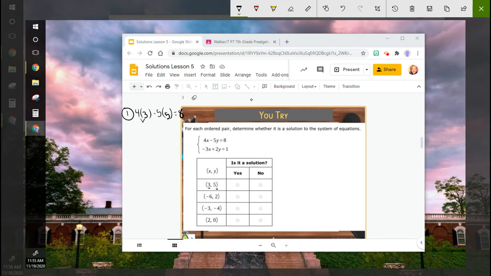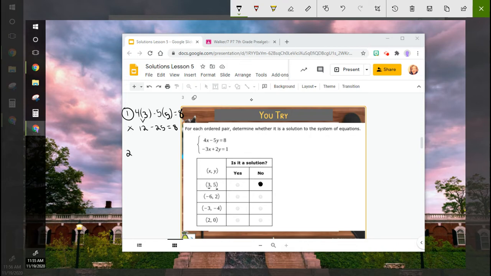Now I solve it. 4 times 3 is 12. 5 times 5 is 25. And I want to know, is 12 minus 25 going to be 8? And if the answer is no for either equation, then the whole thing is no. In order to be a yes, it has to be true for both equations. So if one of them's wrong, you don't have to test the other one.